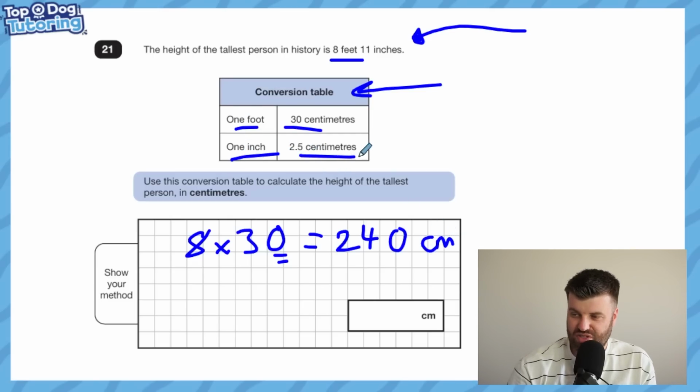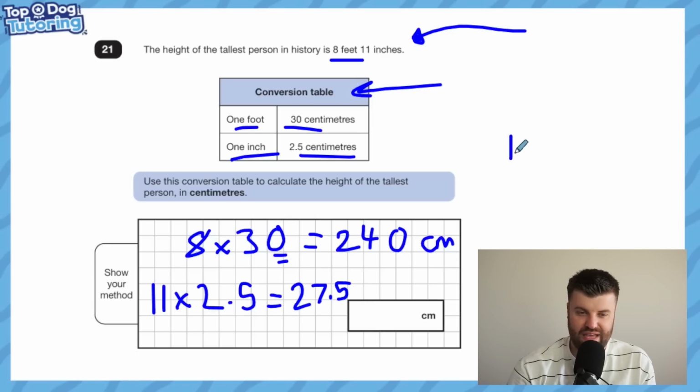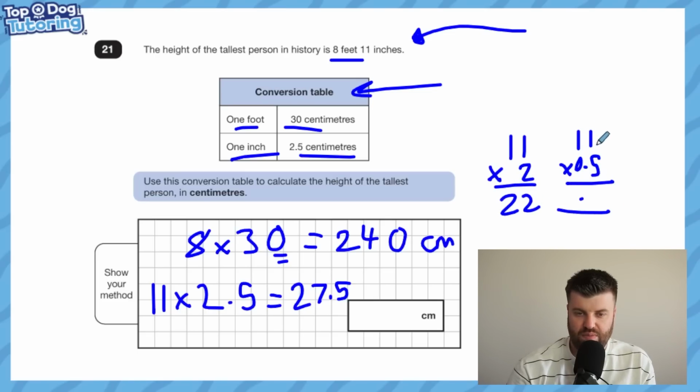And then 1 inch is 2.5. So we have 11 inches multiplied by 2.5. 11 times 2 is 22. 11 times 0.5 is 5.5. So we get 27.5 centimeters there as the answer. Now, if you have the time in the test, you can do 11 times 2 is 22. You can do 11 times 0.5 and you can put your decimal in. 0.5 times 1 is 5. 5 times 1 there is obviously 5, so that's 5.5 and add them up. But that is the answer, 27.5 centimeters.